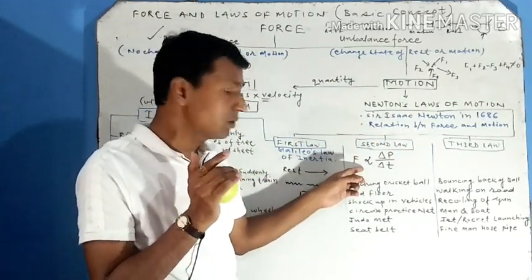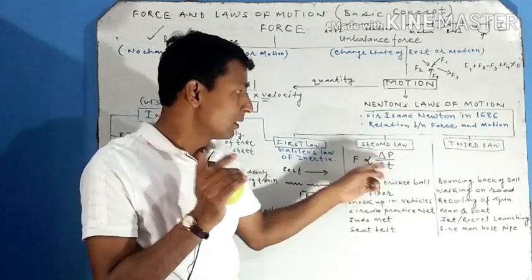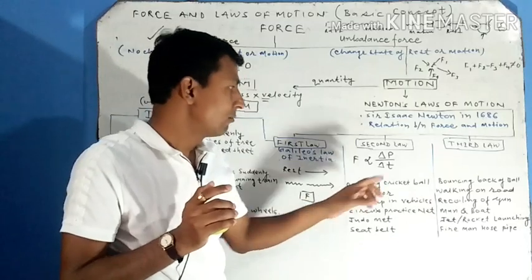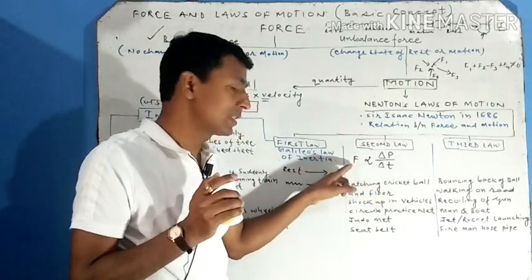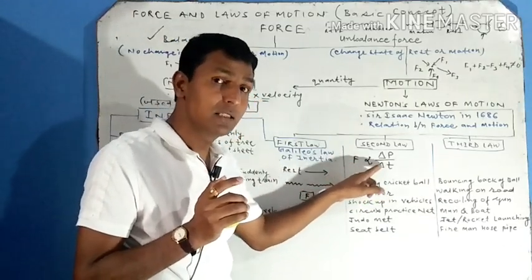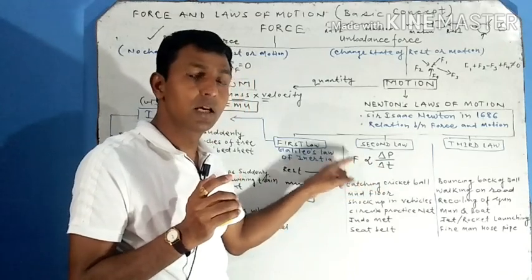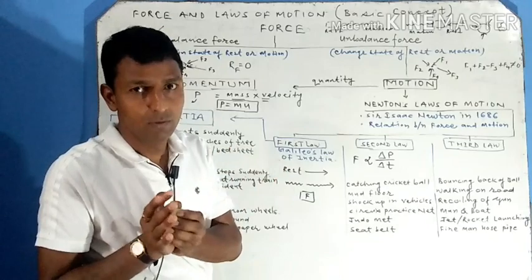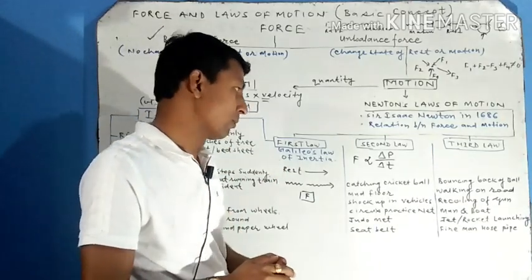And according to this law, what's happened? When you withdraw your hands, the time of action increases. When the time increases, force decreases. So aapke haathon par thoda sa kam jerk lagta hai. So it is very easy for a fielder to catch the ball.